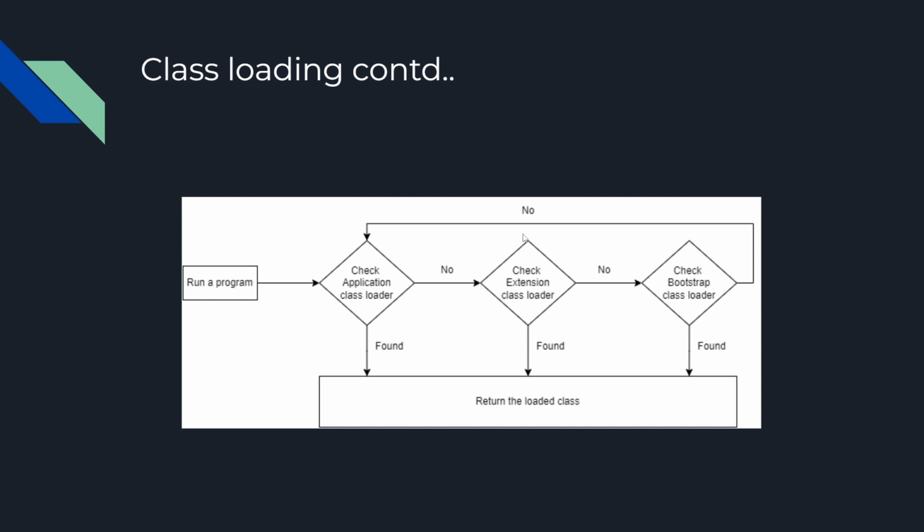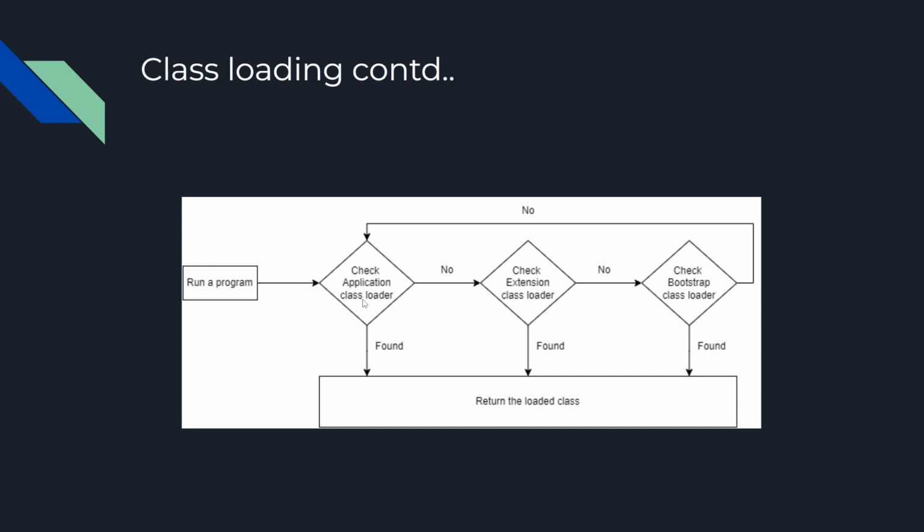Something like this. So when we run a Java program, it means the JVM has found the class which has the main method, the entry point of the program, and now the JVM wants to load that class. So it will call the Java class loader. First comes the application class loader. The application class loader will check if it has already loaded the class. If yes, then it will simply return that class, and that class will be instantiated by the JVM and executed by the JVM.